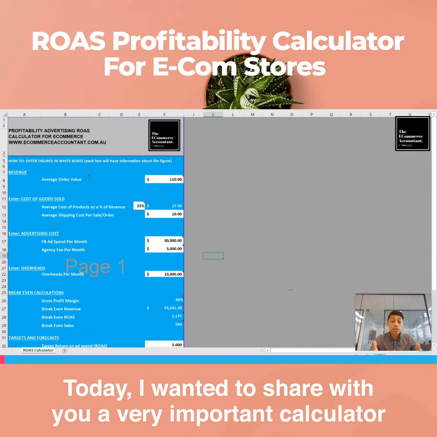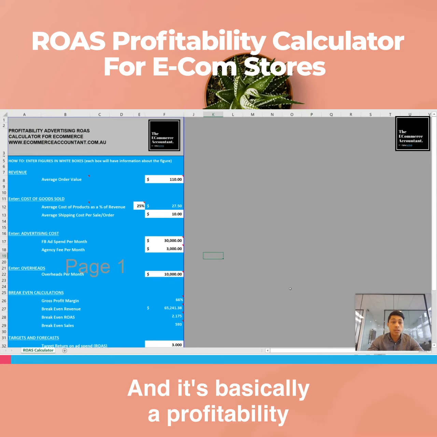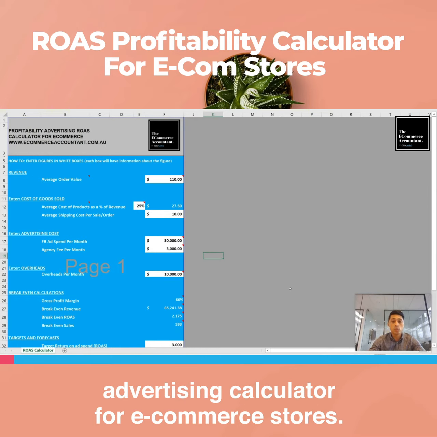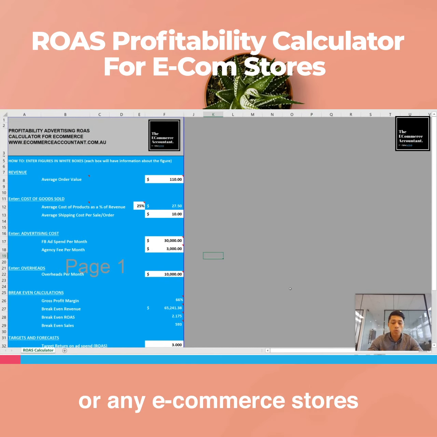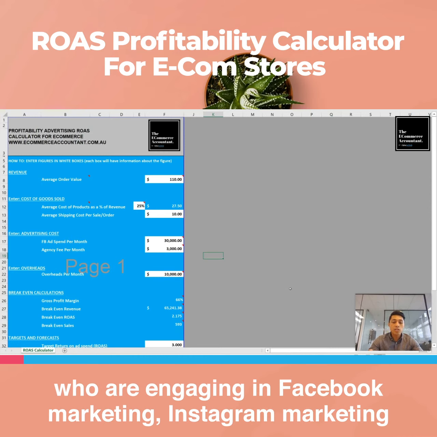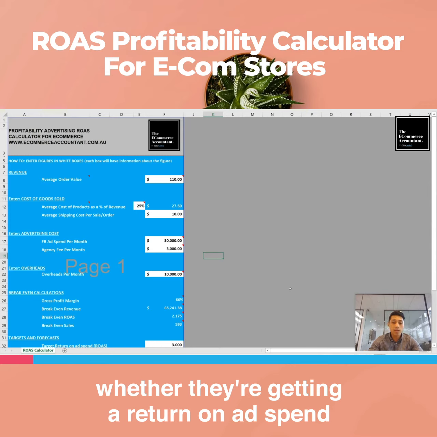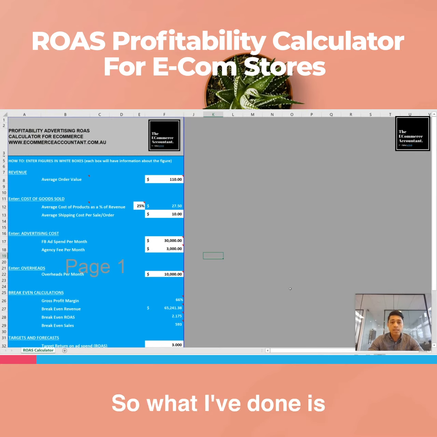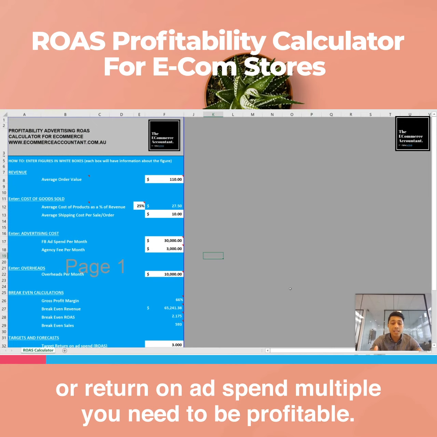Today I wanted to share with you a very important calculator that we've created here at New Wave, and it's basically a profitability advertising calculator for e-commerce stores. Now, why did we make this? It's because we come across so many different Shopify stores or any e-commerce stores who are engaging in Facebook marketing, Instagram marketing, or any type of paid advertising, and they're not understanding whether they're getting a return on ad spend that is actually profitable. So what I've done is I've created a specific calculator where you can input your figures from your Shopify store and figure out what ROAS or return on ad spend multiple you need to be profitable. I'll show you how it works.